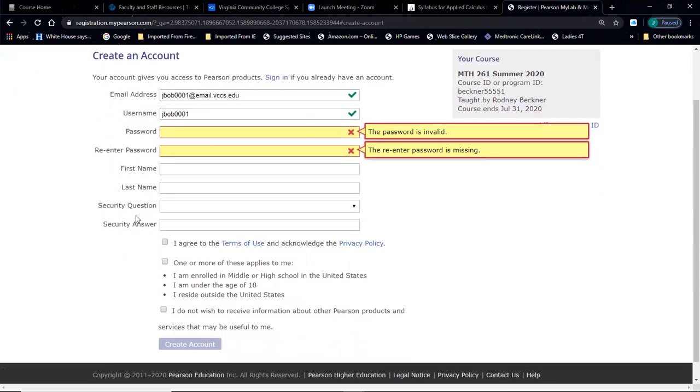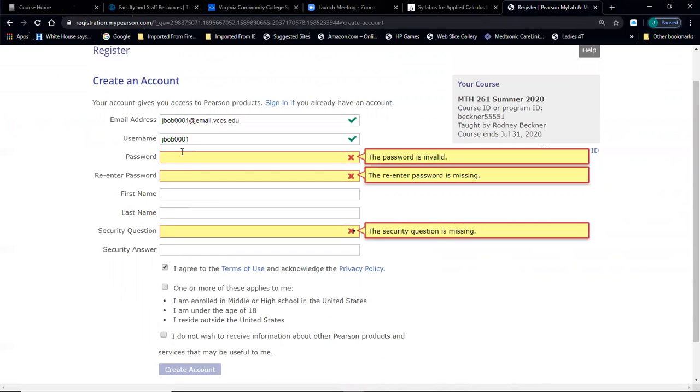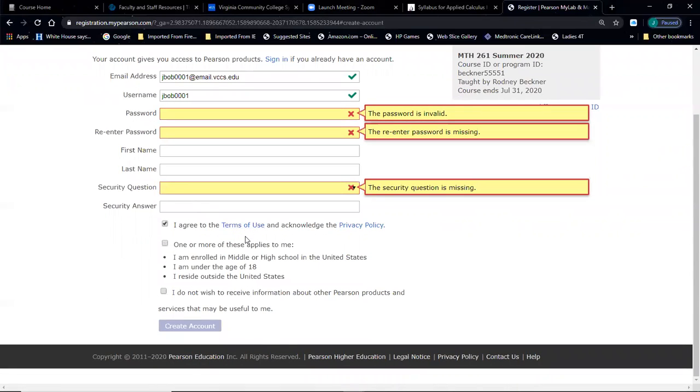Security questions, pretty normal stuff. If you're under 18 or in middle or high school, you can click this button and they won't email you, or you can just click this and they won't email you for products and services. Make sure you agree to the terms of service. Now, I can't take you past this page without making a duplicate account, and I don't want to do that. It complicates my life a lot, believe it or not.